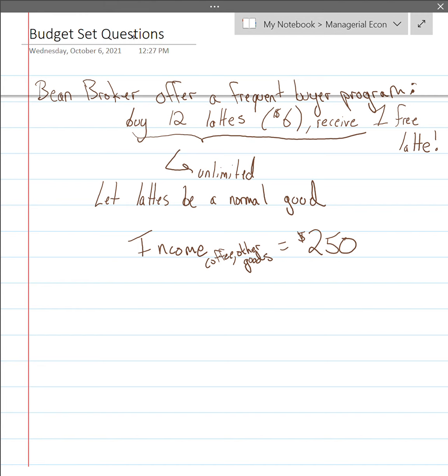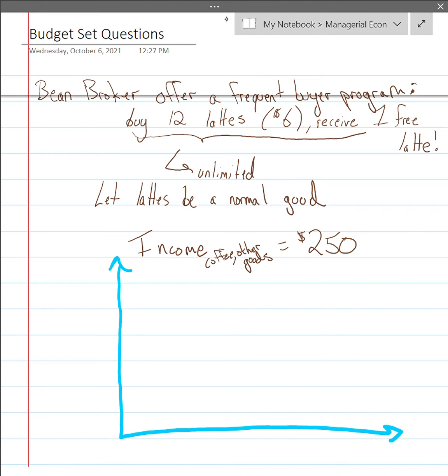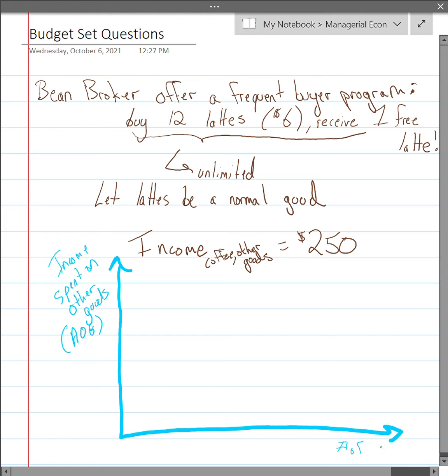So let's get some different colors here. All right, so not the best, but that's totally fine. We'll have this be income spent on other goods. You'll sometimes see this abbreviated as AOG, all other goods. And then over here we've got the number of lattes.